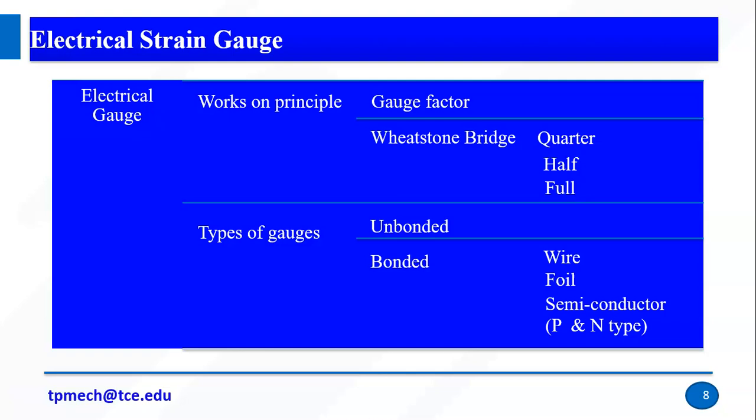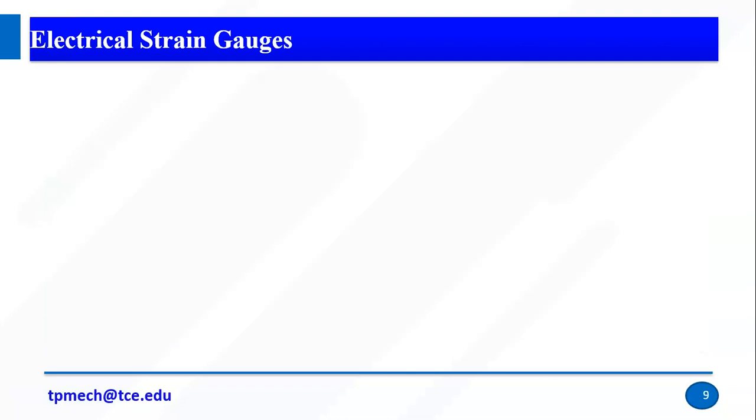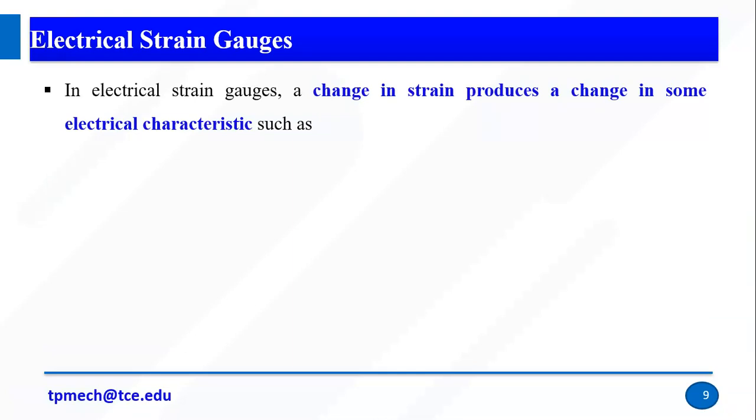So now we are going to see the types of gauges in electrical. So in electrical we have 2 more types, unbonded and bonded. And in bonded we have wire, coil, and semiconductor, P and N type. Right. The first one is electrical strain gauges.